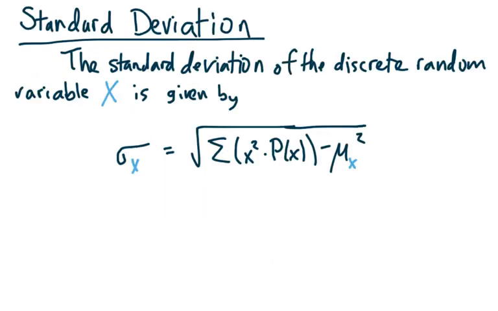Okay, standard deviation. The reason we had to make a new thing here, standard deviation of the discrete random variable, is given by sigma sub x. Square root of capital sigma, the sum of these products. Now this looks similar to what we had before, but this now says x squared times p of x. X squared times the probability that the variable is x. We're going to take all these products and add those up. And then once we're done with that, we're going to subtract the mean squared. And then we're going to take the square root.